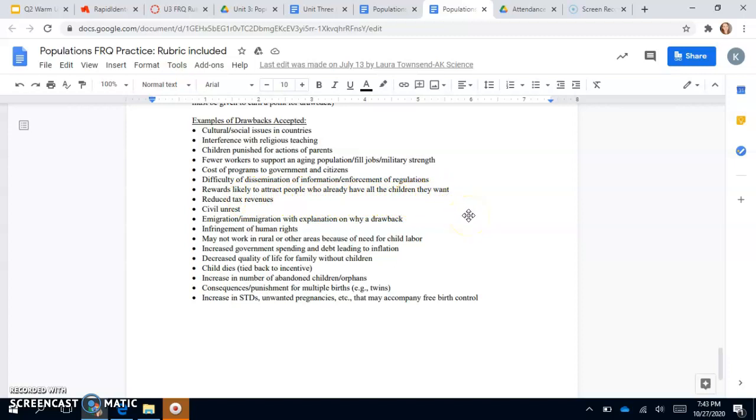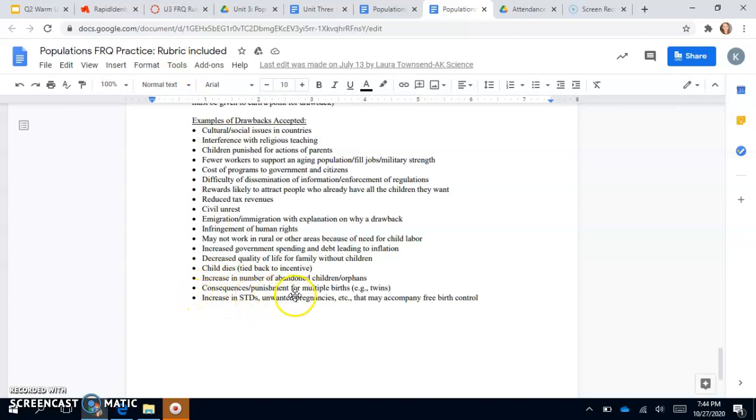So basically, if you have kids already and then the government is like, oh, you can have this money if you just stop having kids. And the parents are like, well, hey, we already have all the kids we want, so let's just make this money. It's just an extra incentive for them, and they weren't even planning on having kids in the first place. Child dies, so this has to be tied back to the incentive. So an example of this would be the selective abortions in China, where people intentionally get rid of female children, which is very sad.